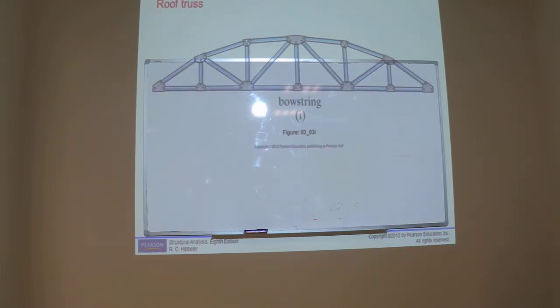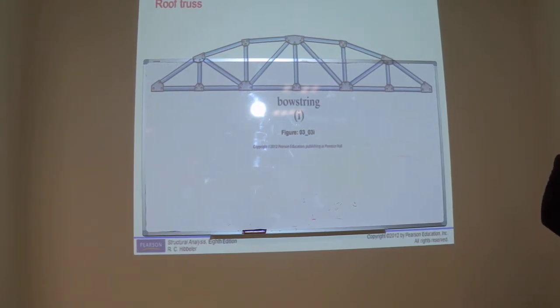Bowstring. Have you seen the bowstring? Is it an arc bridge? This one? What is bowstring? What is bow? Probably. Yeah.